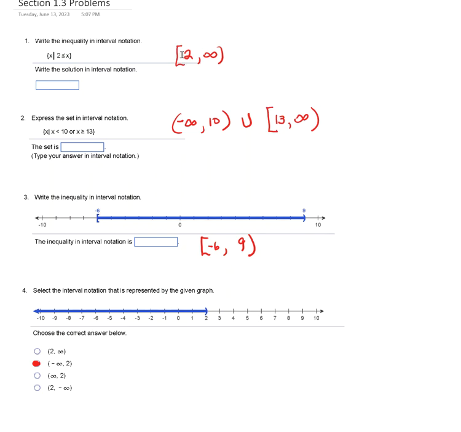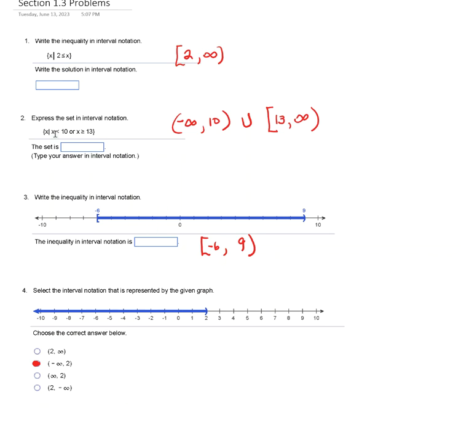Okay, I saw an error and had to fix it, but it is correct now. So this says we're starting at 2 and everything greater than 2, with 2 being included. So there is a bracket there, and then in parentheses at infinity.